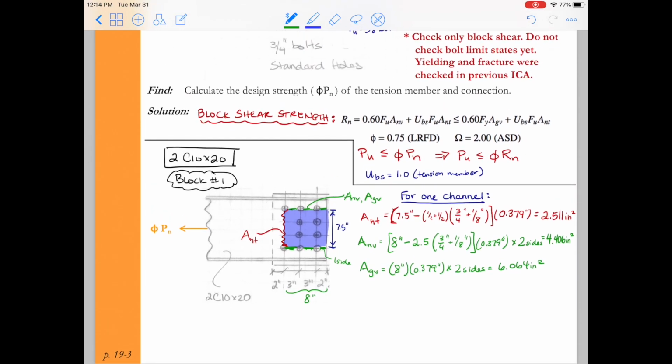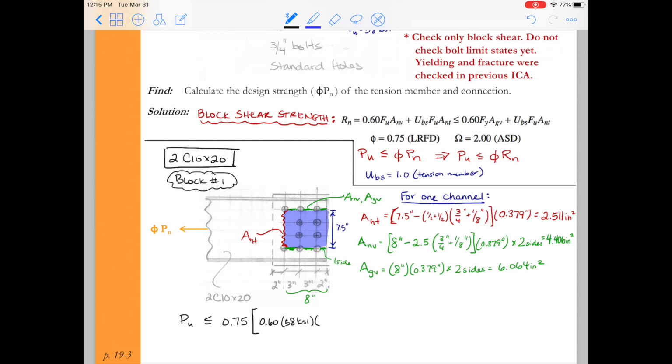All right, once we have these values calculated, we're pretty much ready to calculate the block shear strength for the connection. So I'm going to follow the formula there for Rn that's listed. I'm going to say basically my total load, P sub u, has to be less than phi, which is 0.75, times, now we go through each little part, 0.60 times F sub u times the net shear area, which was 4.406 inches squared. So don't write that in there. We're going to change it here in a second.